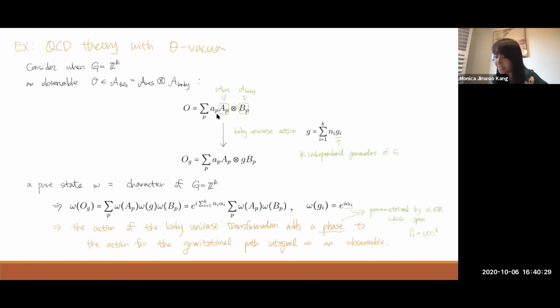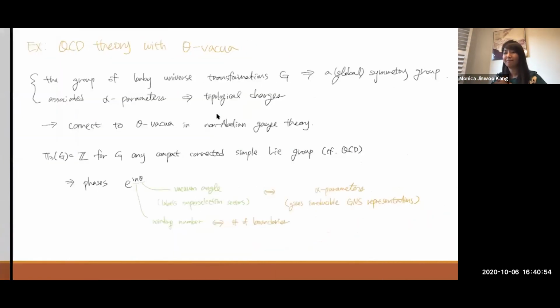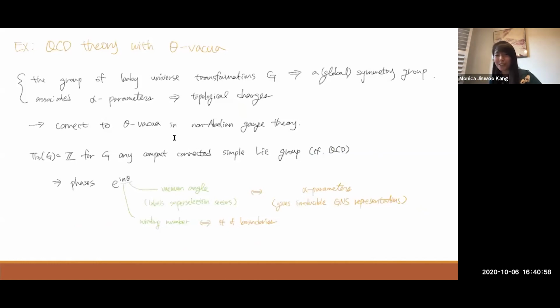So what we actually get in the end is the action of the baby universe transformation, adding a phase parameterized by these alpha parameters spanning the Pontryagin dual, which would be U(1)^k, as we have k boundary structures, to the action for the gravitational path integral on this observable. So what we really have to remember here is that we have up to k alpha parameters as a phase. Now this should make you remember that this really looks like some sort of non-abelian gauge theory. In fact, we can interpret the group of baby universe transformations as the overall symmetry group, associated with these alpha parameters as topological charges. So this is at least close to the context of non-abelian gauge theories in the Euclidean signature.